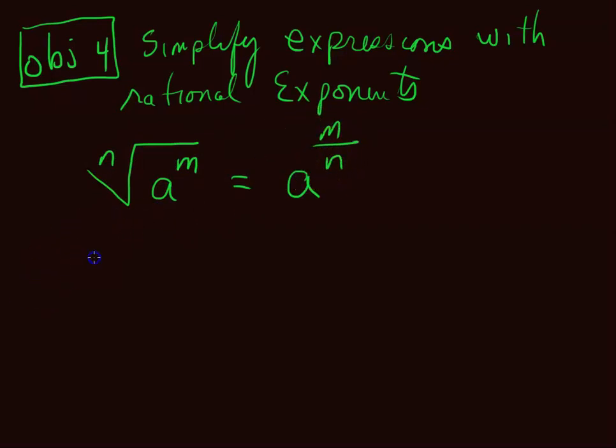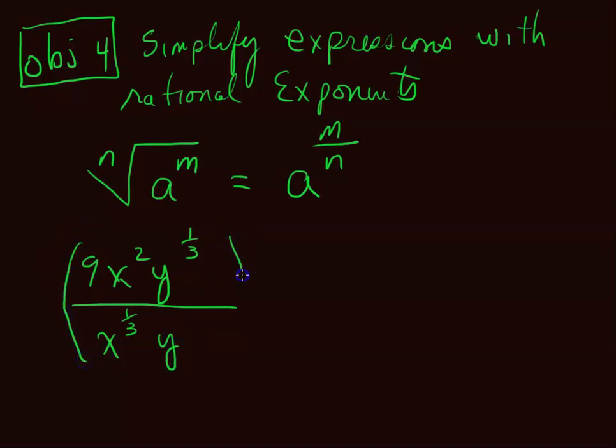For example, suppose you have 9x squared y to the 1/3 power over x squared, x to the 1/3, y, and that's all to the 1/2 power. Well, you can write this, I guess, as cube roots and square roots, but that really doesn't help you figure this out. It's better to use the exponents, because this will follow the laws of exponents.